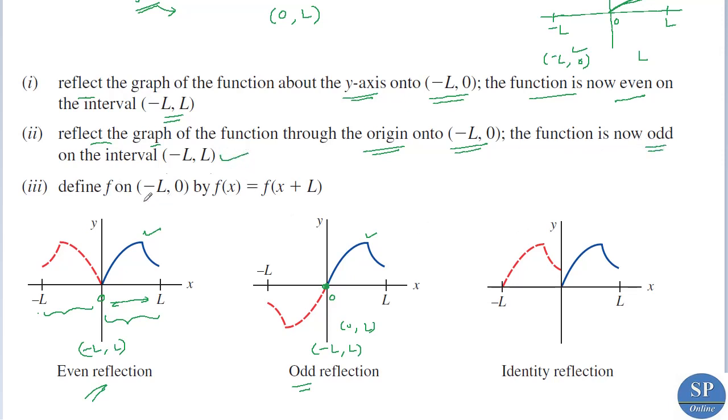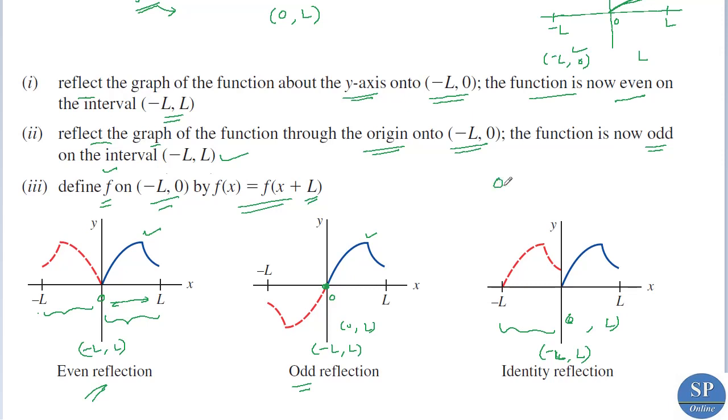And the third one is we are given the function in this interval 0 to L. We have already defined the function in the interval 0 to L, and we are extending it to minus L to 0 also. So we are defining the function on minus L to 0 by f of x equal to f of x plus L. That is, we are defining this function with period L. So this is actually the identity reflection to minus L to 0.